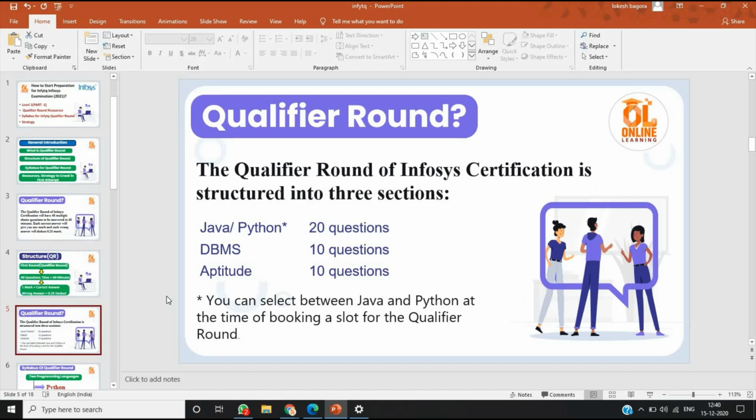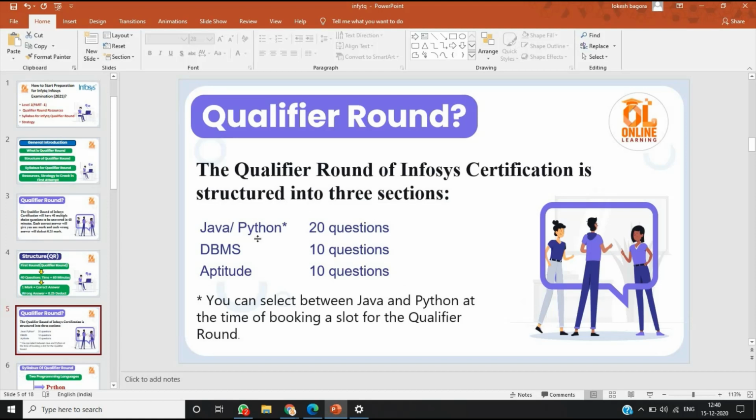So friends, as I already told, the qualifier round of the Infosys certification is structured into three sections. There are 20 questions of Java or Python: if you select Java, there are 20 questions of Java, and if you select the Python programming language, there are 20 questions of Python. There are also 10 questions of DBMS, and 10 questions of aptitude.